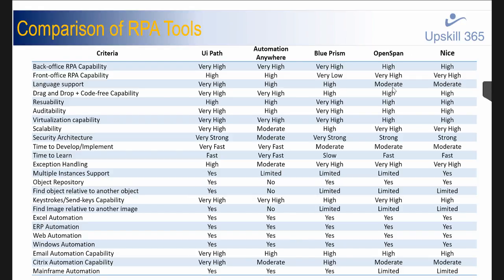They have used drag and drop features, and also they made it very user friendly and very easy to configure. Ease of configuration is very easy in UiPath and a little bit in Automation Anywhere, but it's a bit complex in Blue Prism.